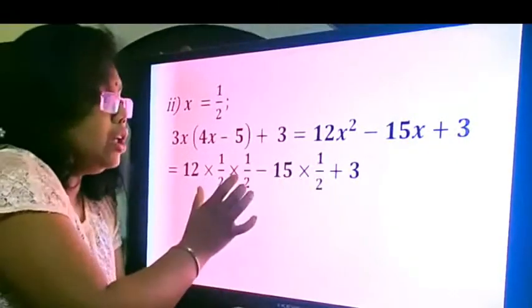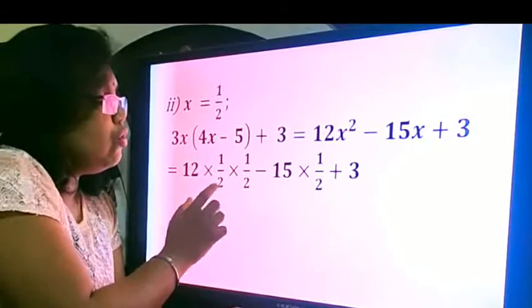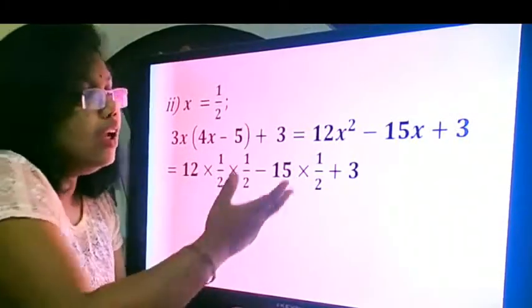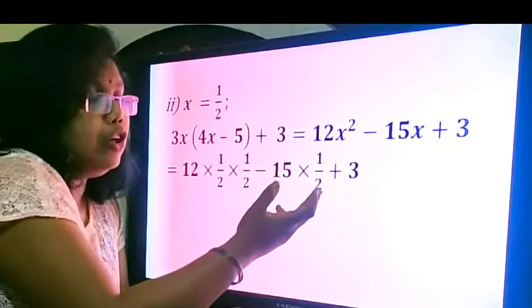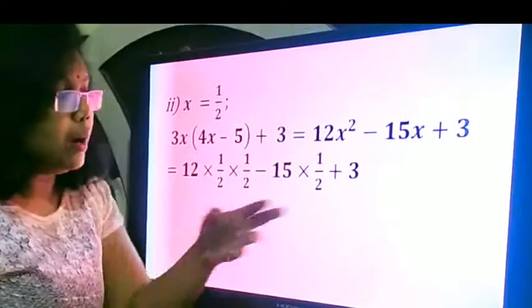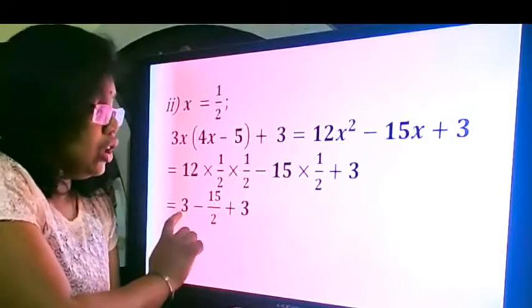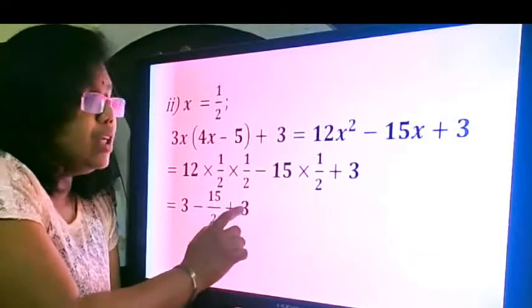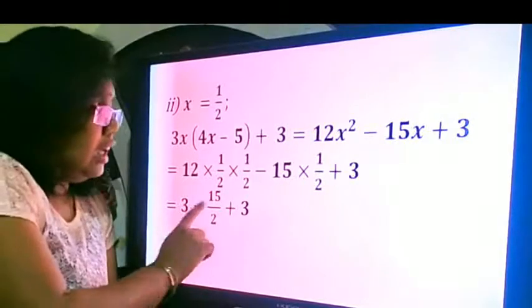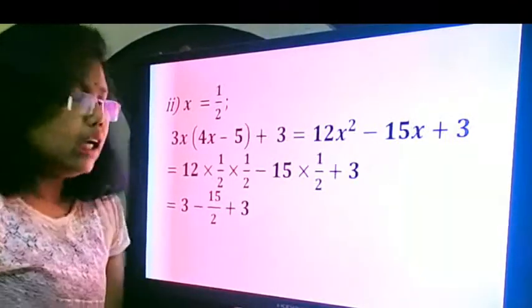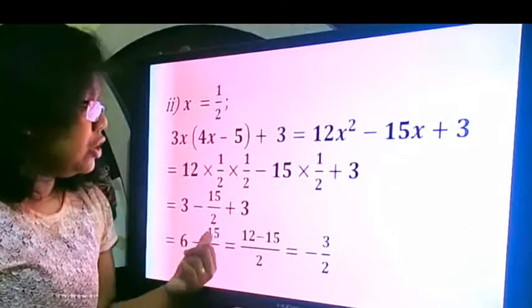First the multiplications have to be done. So 2 2s are 4. 4 can divide 12, so you get 3. 3 into 1 into 1 you get 3. Minus 15 into 1 by 2 would give us minus 15 by 2, and plus 3 remains as it is. So this is the next step: 3 minus 15 by 2 plus 3. Now this 3 and this 3 are whole numbers, both positive, so they get added. So it is 6 minus 15 by 2.